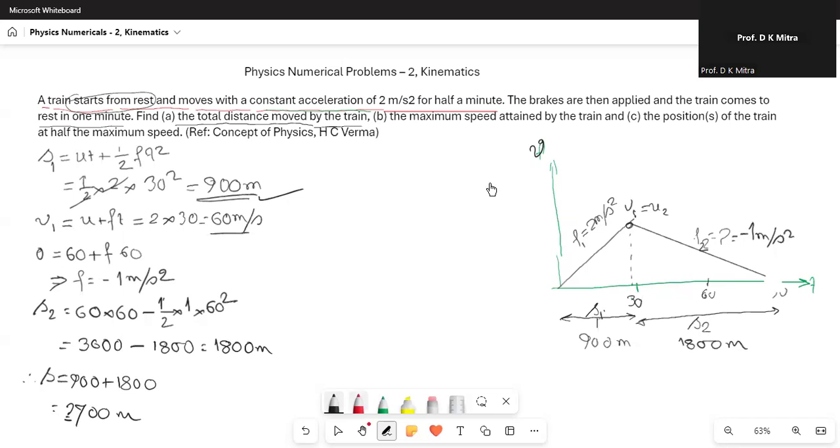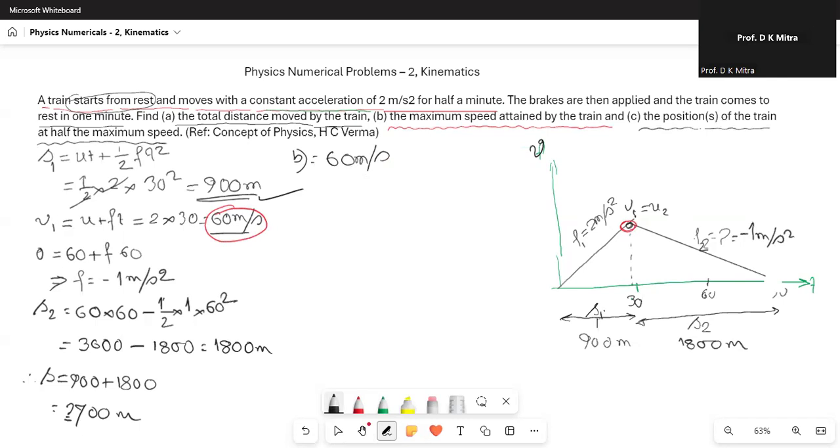The second question asked here is the maximum speed attained by the train. Obviously, the maximum speed attained by the train is here, and we have already found V1 is equal to 60 meters per second. So the part B answer is 60 meters per second. Now let's find out part C. Part C asks for the position of the train at half the maximum speed.